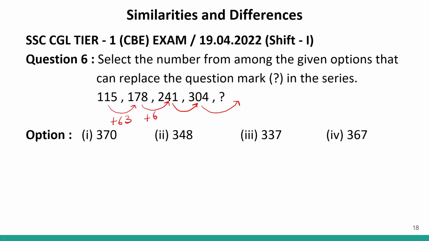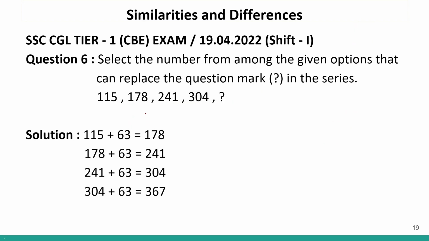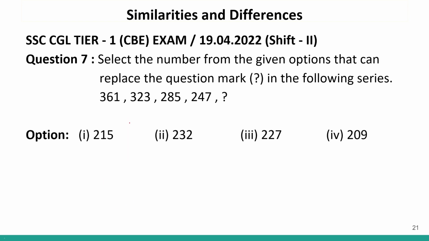Similarly, if I add 63 in 178, I'll get 241. Further again, if I add 63, I'll get 304. So now also I would have to add 63. So if I add 63 in 304, I'll get 367 as my answer, which is option number 4. So option number 4 is your correct answer. Okay? Now, here you can see we are simply adding 63 in the previous term.